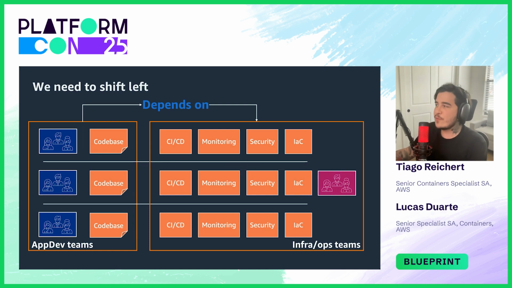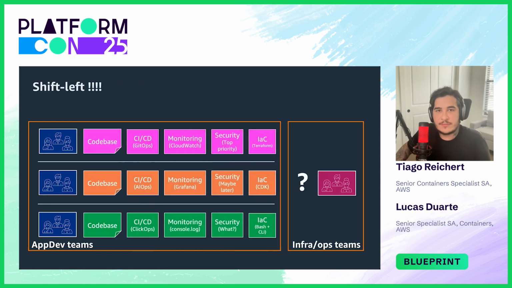Essentially, the infrastructure and operations team will take care of CI/CD, monitoring, security, infrastructure as code, and any other thing that is related to your company that is up to the infrastructure and operations team to fix. And of course, developers will just take care of the code base. So how can we solve that? I would say we can simply shift left. But if we shift left, what's going to start to happen is every developer and team can implement their own patterns and own stuff. So the code base is different for every one of them, but maybe for CI/CD, one is going to use GitOps, another one's going to use Jenkins.